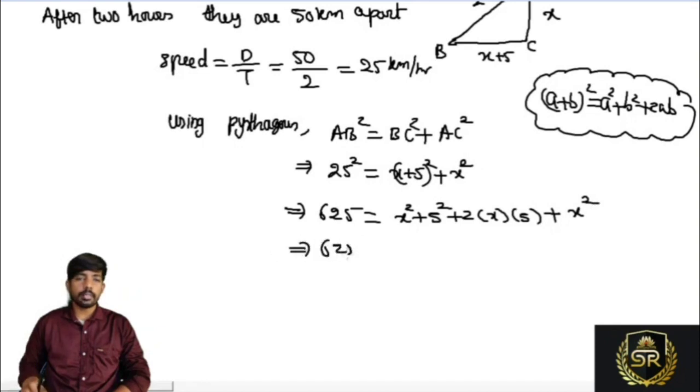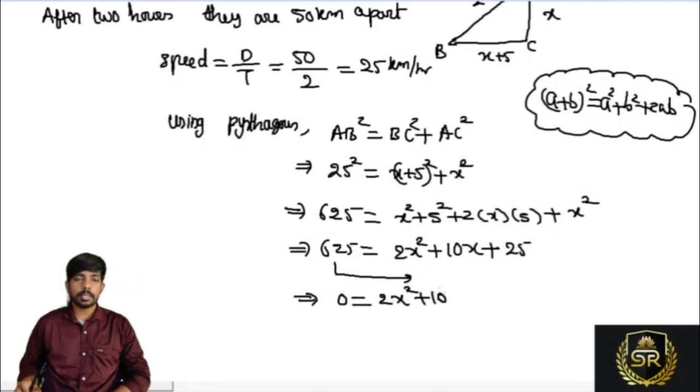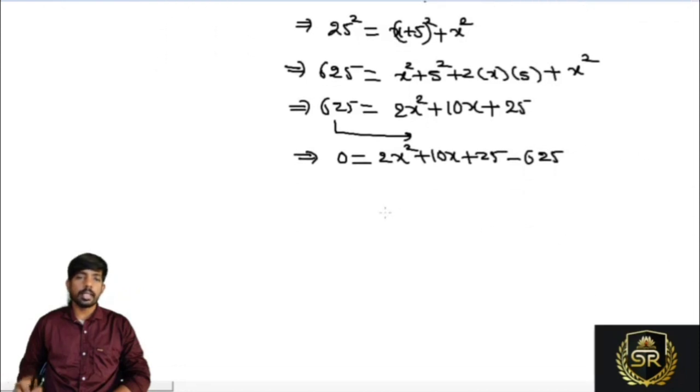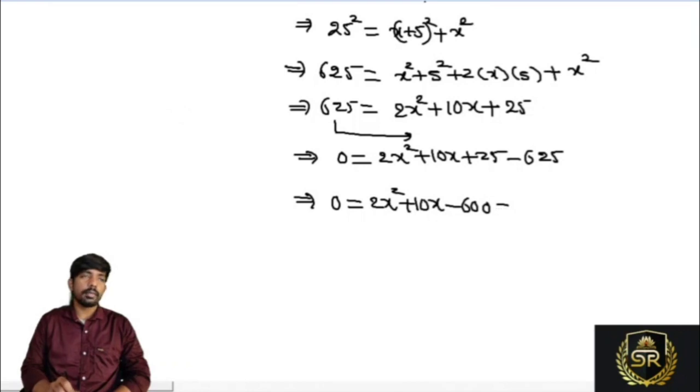So 625 is equal to x square plus x square, which is 2x square, and 2 fives are 10, 10x, plus 5 fives are 25. Okay, so bring this 625 to the right hand side. The leftover is 0. 0 is equal to 2x square plus 10x plus 25 minus 625. So 0 is equal to 2x square plus 10x minus 600.